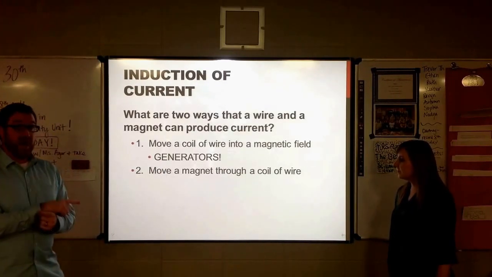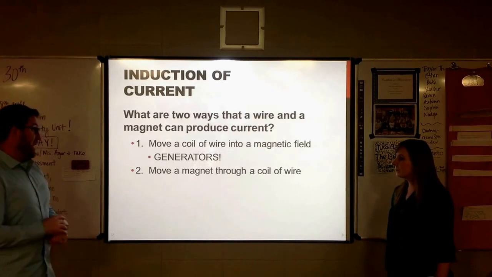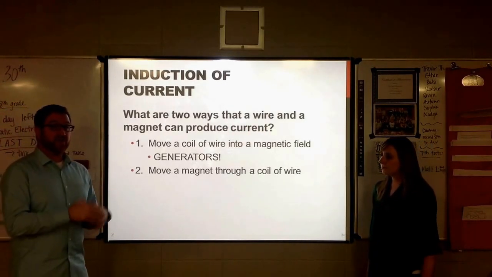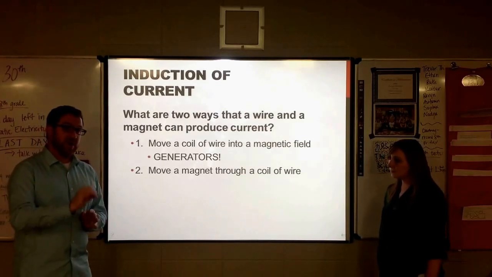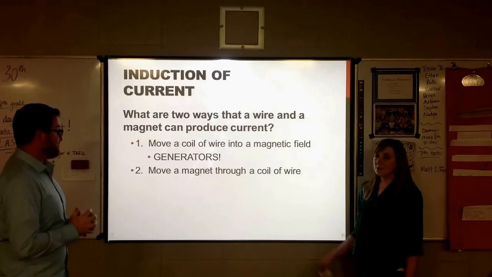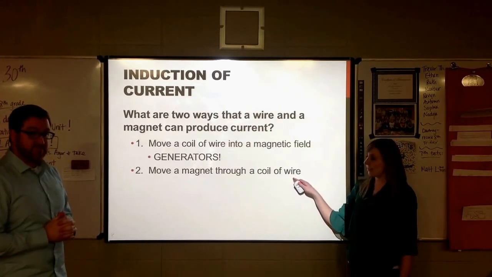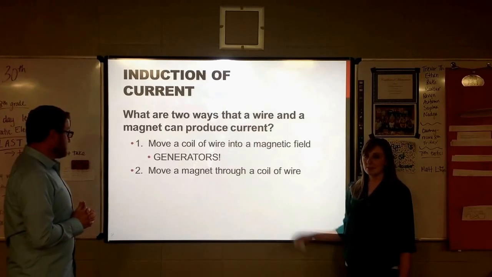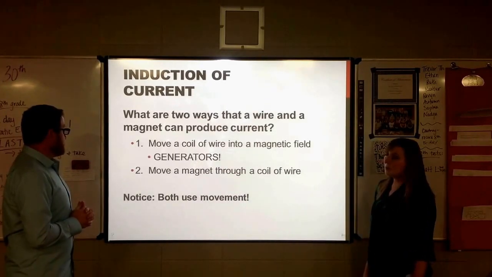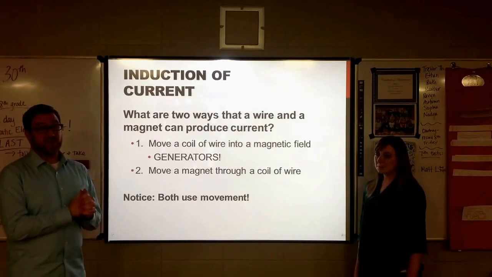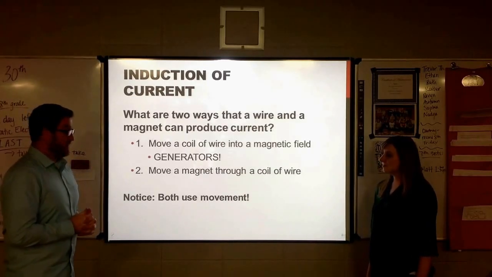We can also do the opposite. We can take that magnet and run it into a coil of wire. That'll drive the electrons crazy in that wire and get them to move by induction as well. You will see an example of this second one in activity 3 of this week. Again, notice both use movement. They both achieve that mechanical energy.